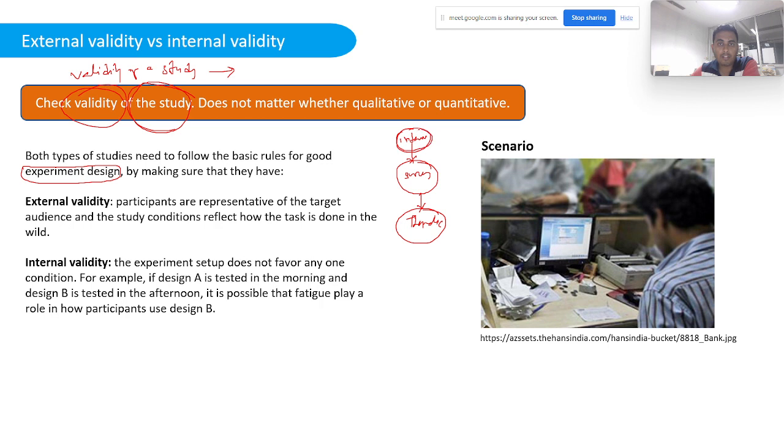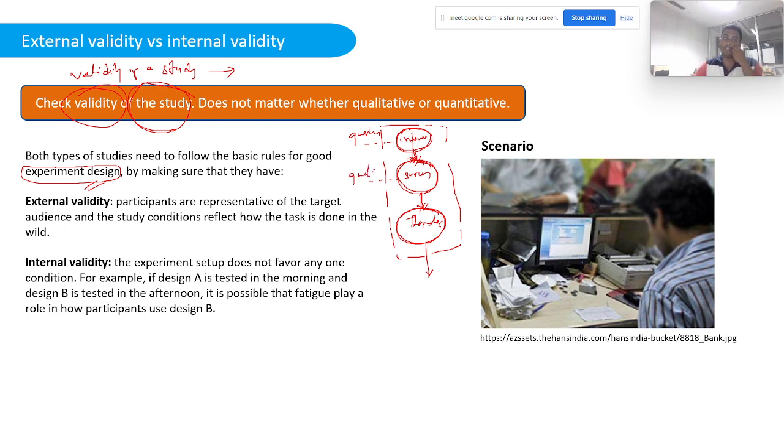So this particular design of various methods, this particular arrangement or sequence of methods that you use to conduct a particular study, is what we call experimental design. So we design a particular experiment, and you plan various stages of how you will be collecting the data. At a particular phase it can be a quantitative user study, at another phase it can be qualitative.